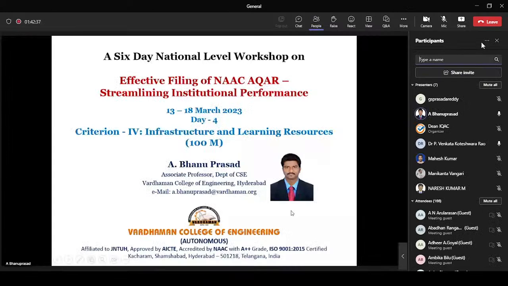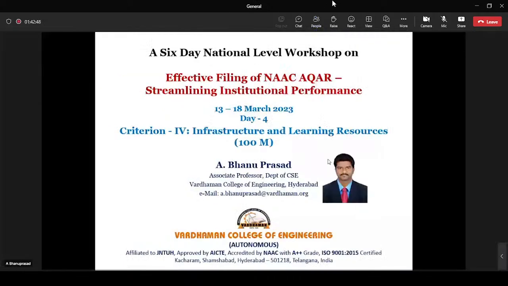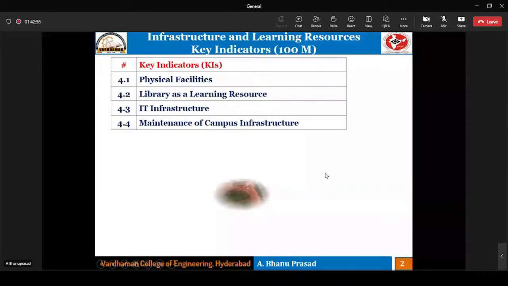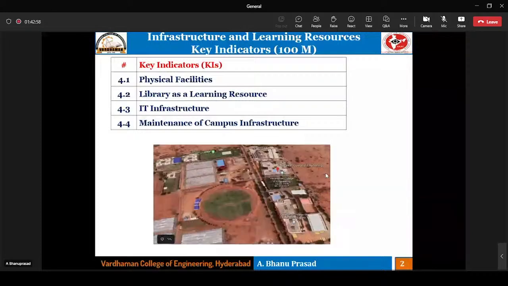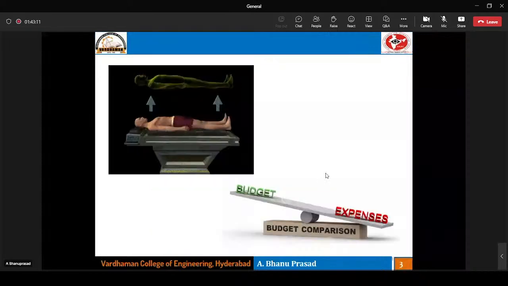That was a very good session by the previous speakers on criteria 1, 2, 3, and 6. Now we are moving into criterion 4, infrastructure and learning resources. Before going into this, let us see the key indicators: physical facilities, library as a learning resource, IT infrastructure, and 4.4, maintenance of computer infrastructure and campus infrastructure. Is the slide which I have displayed visible now?